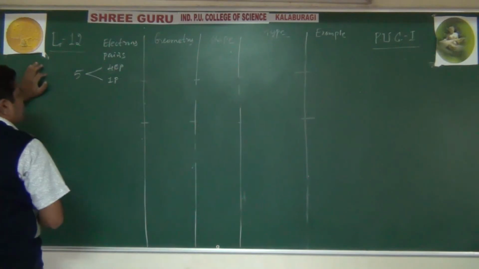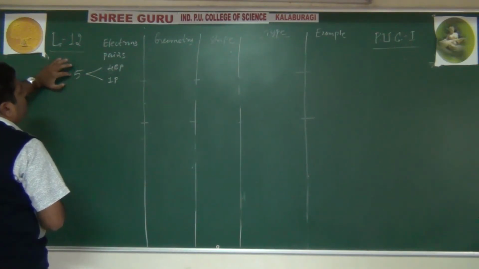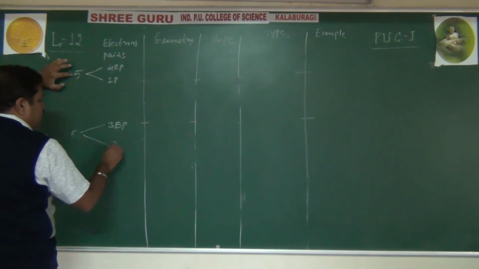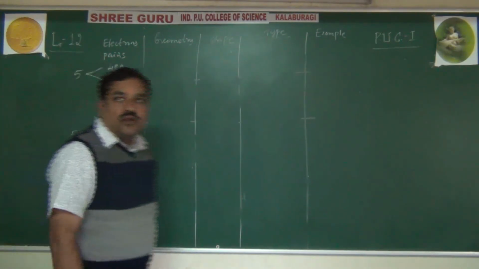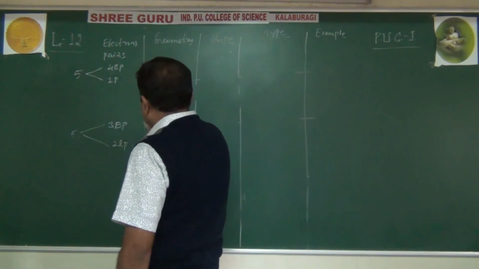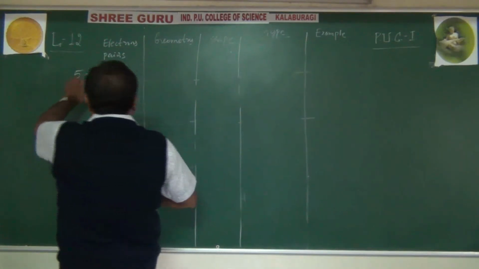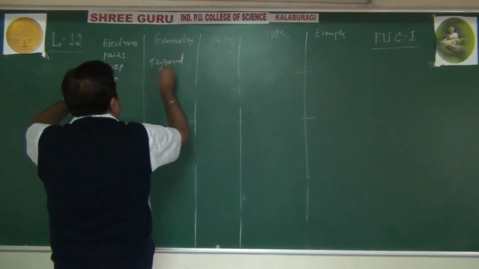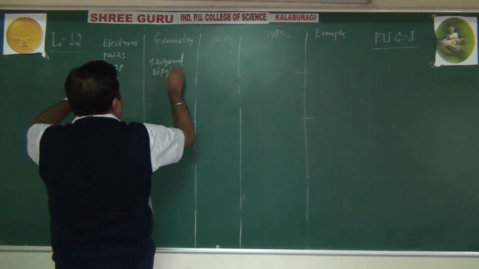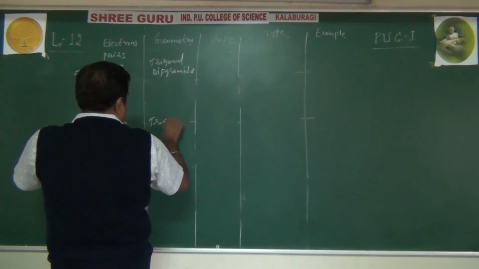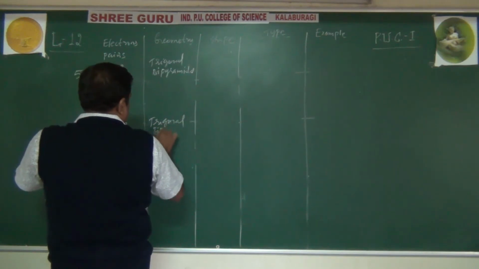Another example is if we have 3 bonding pairs and 2 lone pairs. See how it begins. The geometry is again the same, trigonal bipyramidal. The geometry remains the same, trigonal bipyramidal.